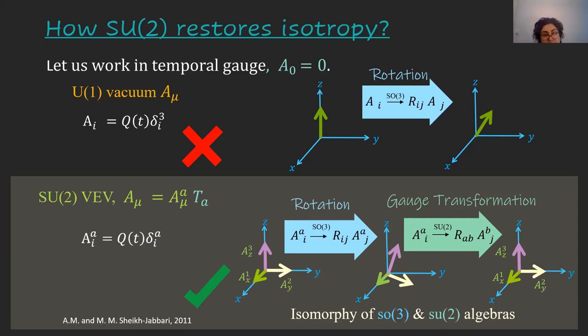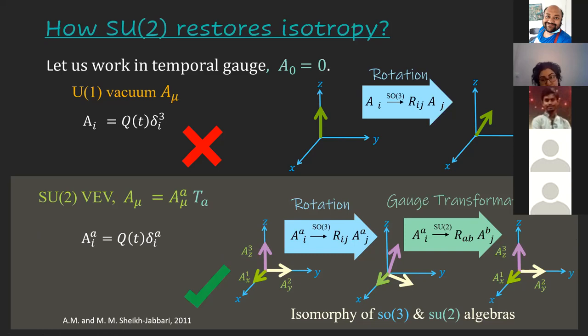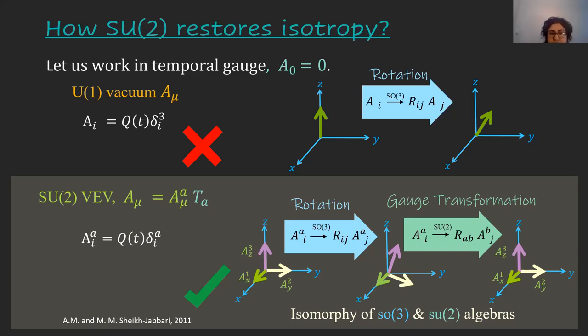So in fact, you can write this simple solution in the form that you see here. It's basically coming from identifying the index of the algebra and the space. But you can write it in a funny way, by rotating it or using this gauge transformation, and make it look scary and funny. But because of these two transformations, you can always have this solution. And if you write the energy momentum tensor of that, you will see that it's perfectly isotropic and homogeneous. So thanks to this isomorphism between SO(3) and SU(2) algebras, the SU(2) gauge field can restore the isotropy. Are there any questions?